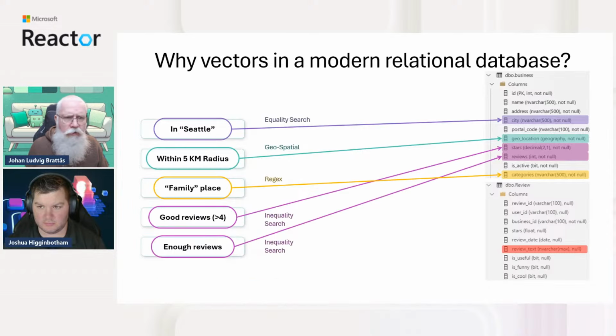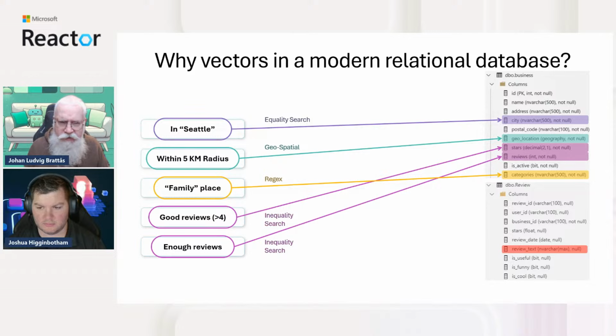And why should we use this in a relational database? Well, again, typical is search. So you calculate an equality search on, okay, what do I want to look for? Well, I'm looking for a restaurant, and that's typically what I want to do in Seattle. So I'm looking for something in Seattle. But I accept some travel distance, so let's say a 5-kilometer radius, and then we're doing geospatial calculations. And then I want something that is family style, and then we'll use regex on that to filter down.